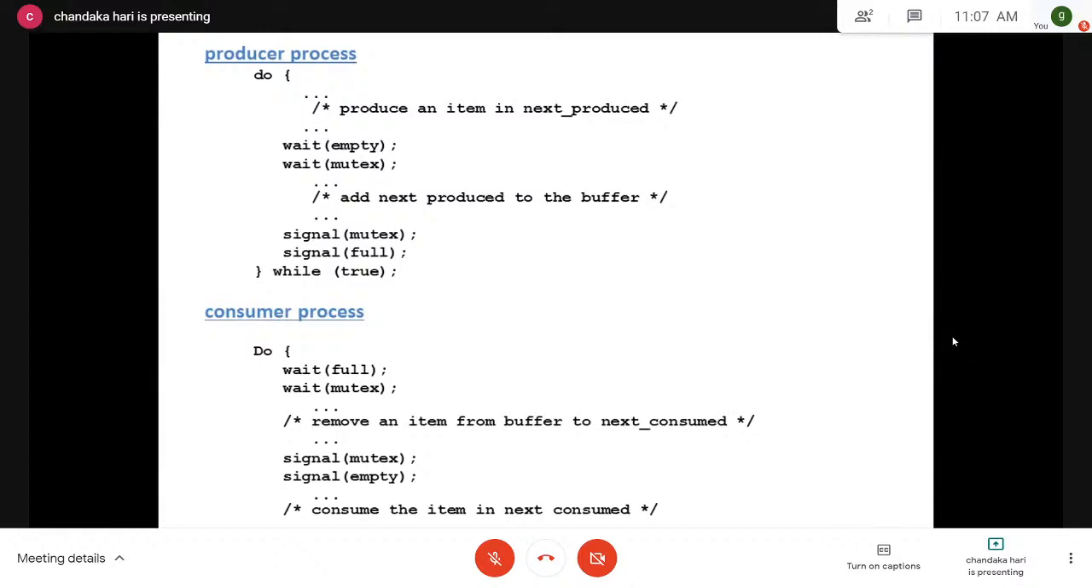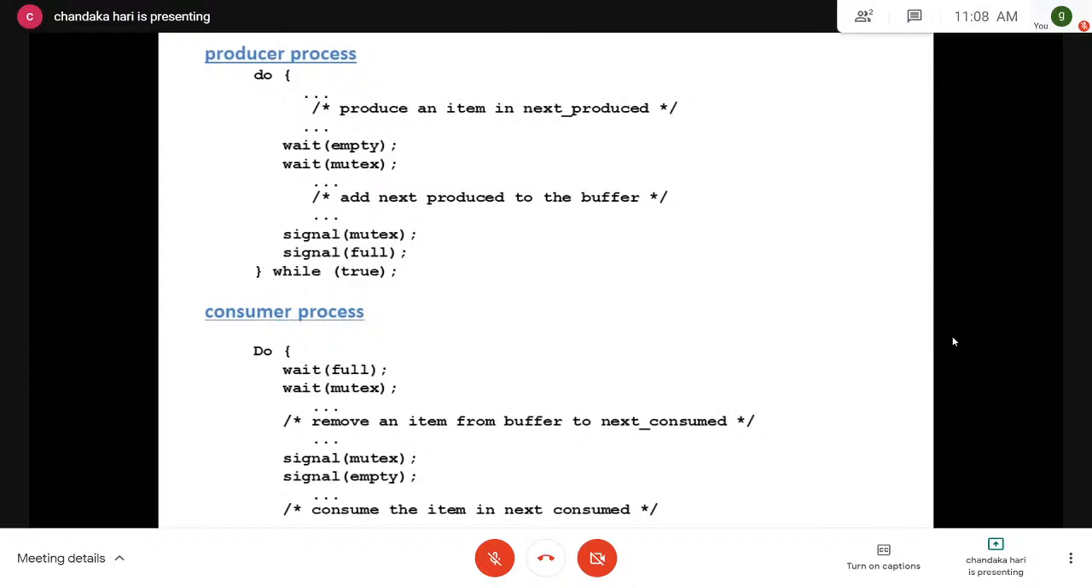Suppose the producer wants to produce an item into the buffer. First of all, you need to check whether the buffer has space for placing an item. The producer produces an item, then first of all I check wait(empty). Wait(empty), in the sense, I am not saying that the buffer is empty. Understood everyone? It means at least one place is there for placing an item.